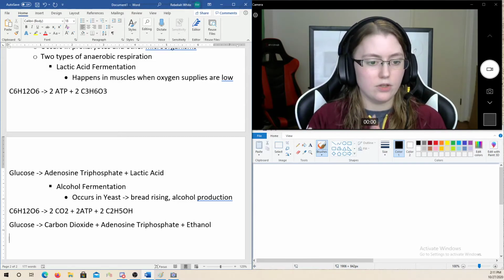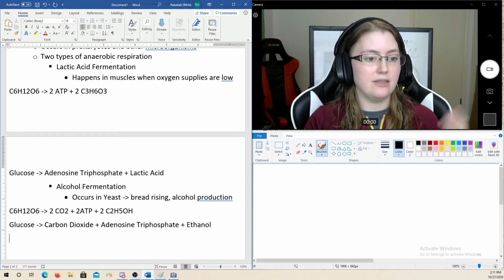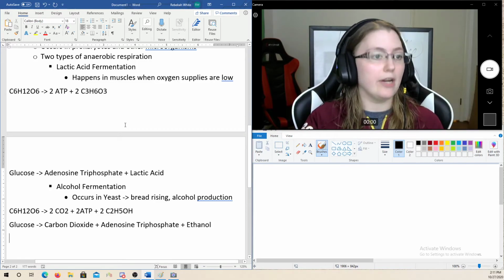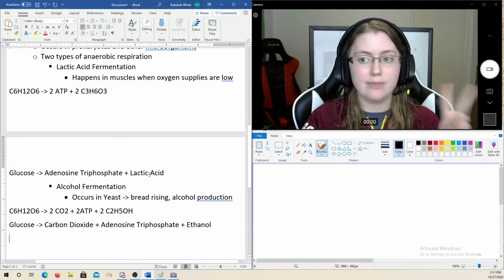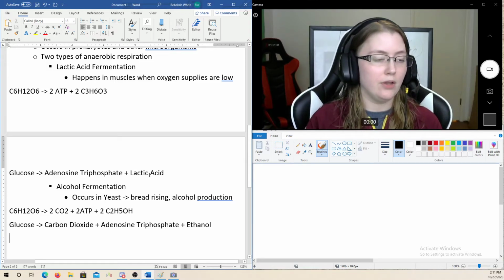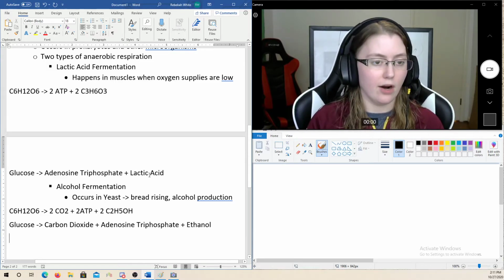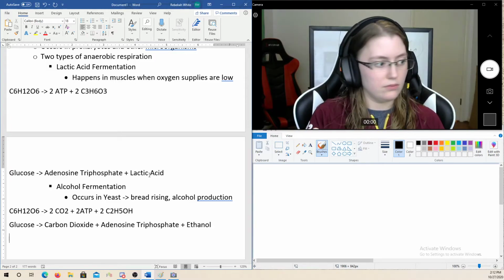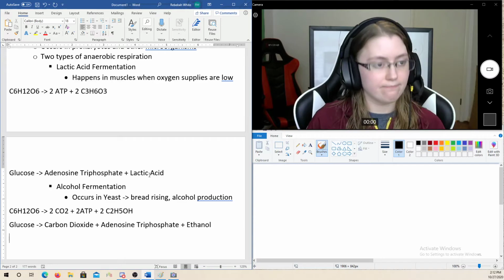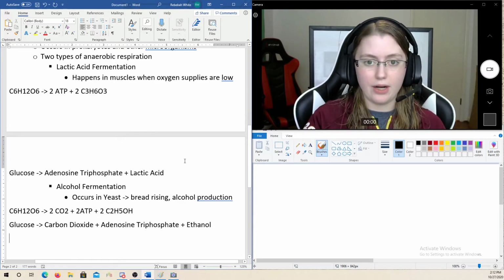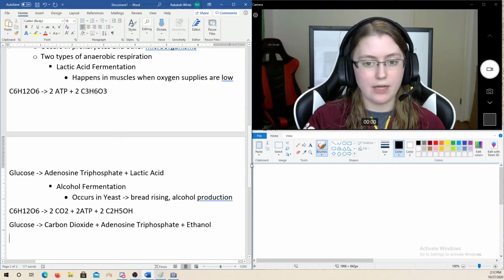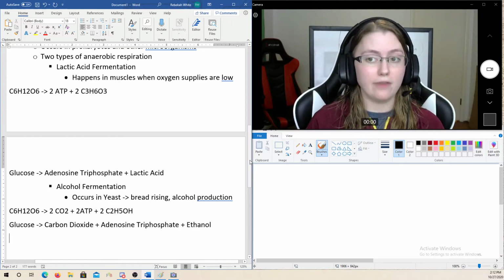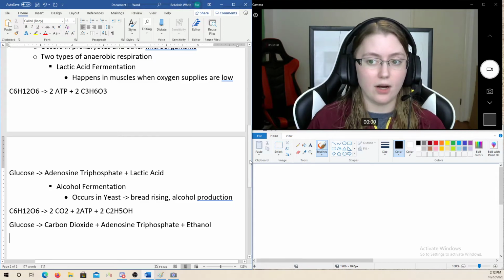Okay, so what similarities do you notice between our two types of anaerobic respiration? Someone responded with the reactant is glucose. So, yes, in both of our anaerobic respiration equations, the reactant is glucose.